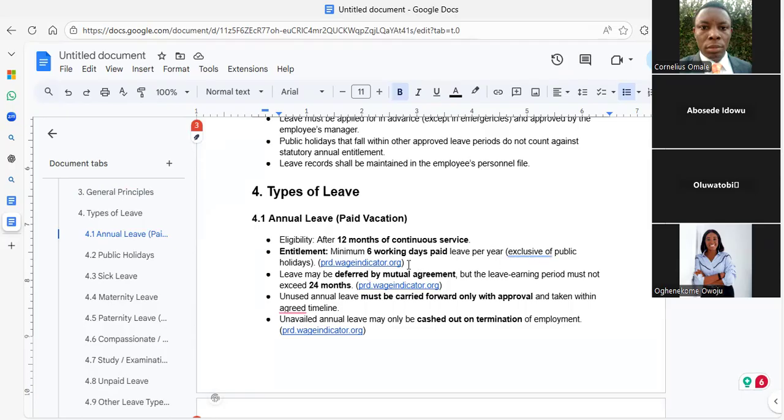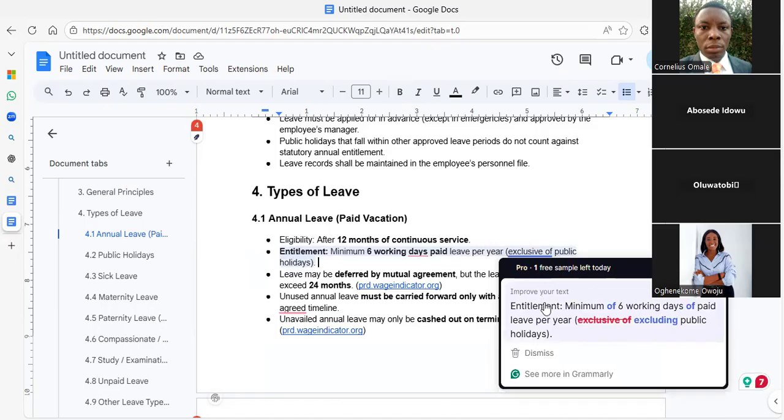So that is the minimum. But just as I told you, the labor law tells us 12 days, that is 2 weeks and above, which is 10 days. Now, this is 6 working days here. That is, you know, some people work on Saturdays. That is just for 1 week.